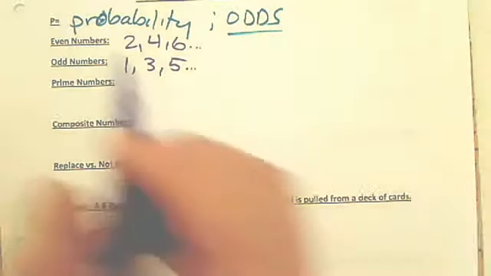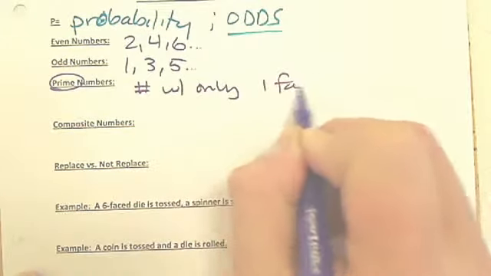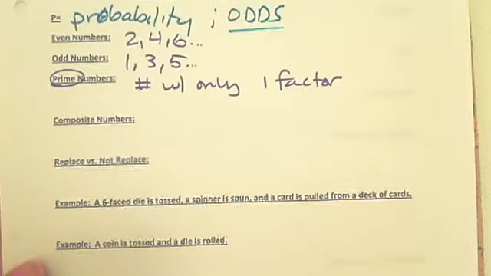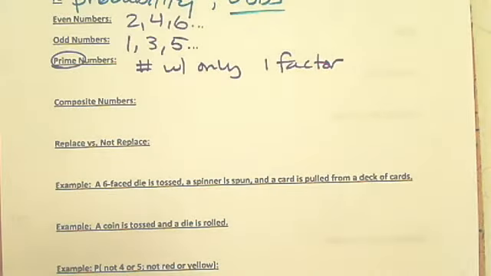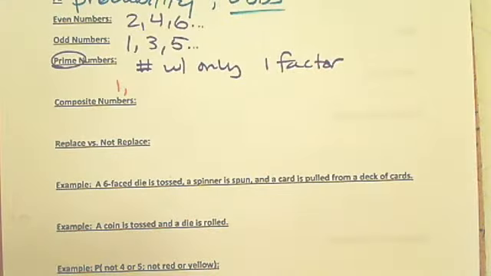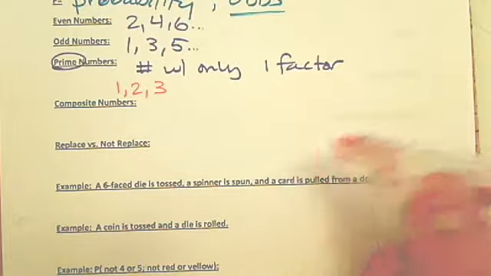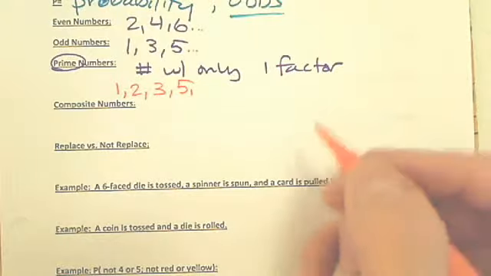Now, prime numbers. A prime number is a number with only one factor. For example, 1 times itself, 1 times 1 is 1. Is 2 a prime number? Yes. 1 times 2, and that's it. How about 3? Yes. 5. 4 is not prime. 4 is 1 times 4, 2 times 2. 6 is not prime. 6 is composite.